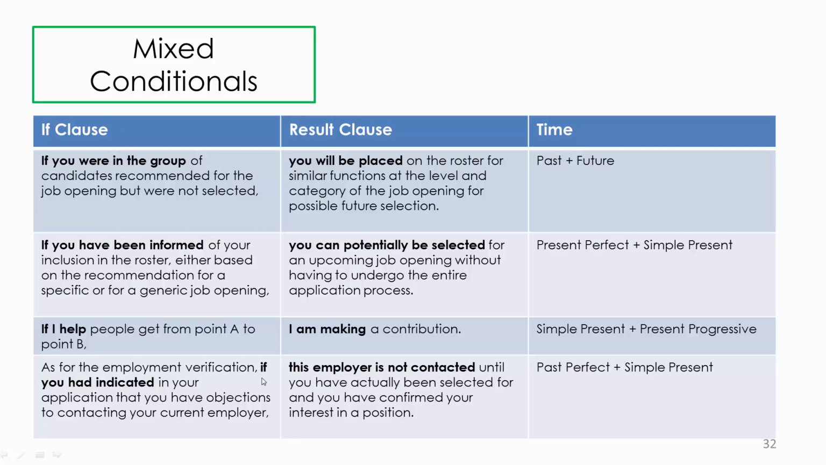As for the employment verification, if you had indicated in your application that you have objections to contacting your current employer, this employer is not contacted until you have actually been selected for and you have confirmed your interest in the position. So again, mixing something from the past with something from the future. So we use three different tenses here to mix something in the past. So the combination tends to be past with future, but maybe different verb tenses in the past depending on how you want to specify that time.